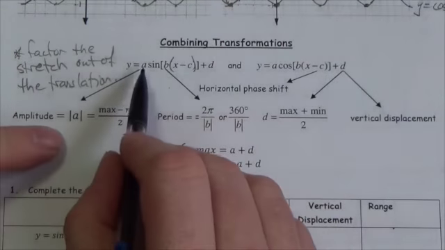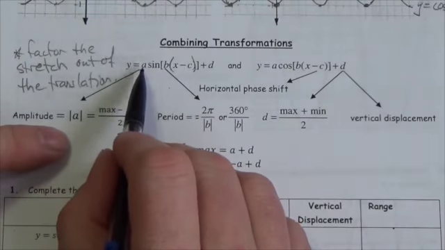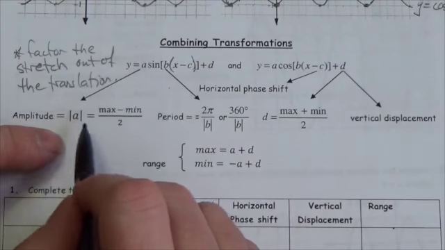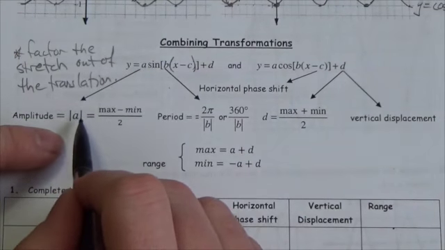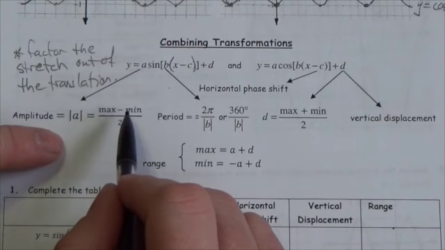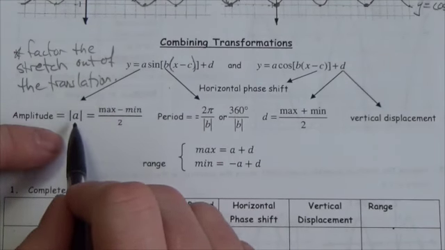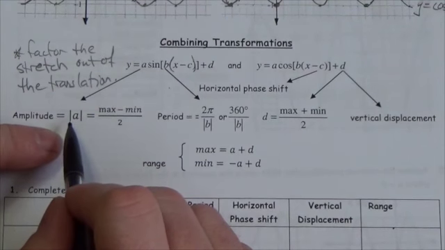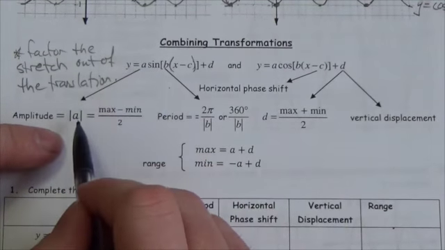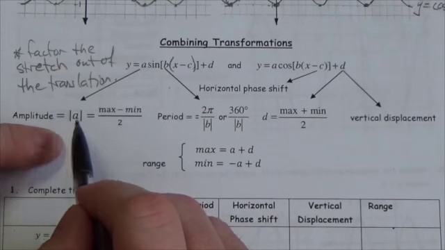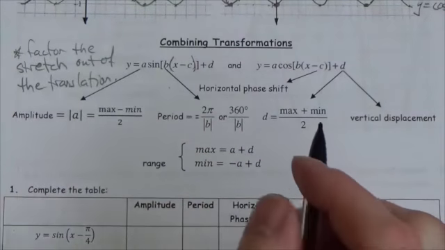The amplitude is going to be the leading coefficient here, okay, in front of the function, and the amplitude is going to be the absolute value of a, or if you want to think of it this way, the maximum value minus the minimum value divided by 2. We don't use the negative sign if one exists there. We don't include the negative when we're talking about the amplitude. That's not what it is.